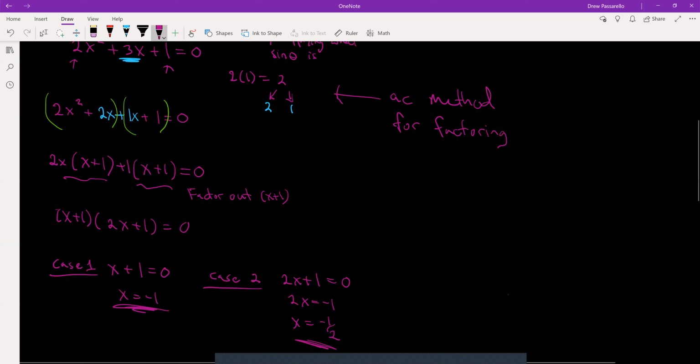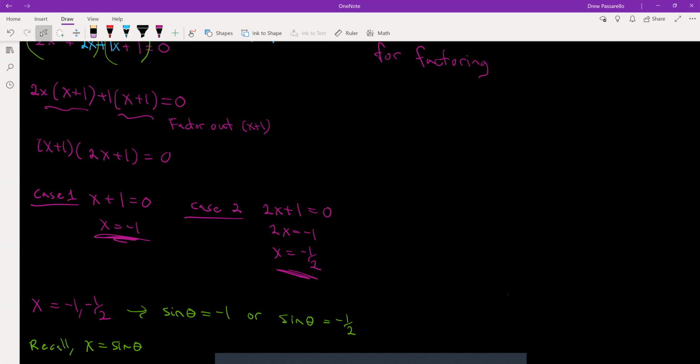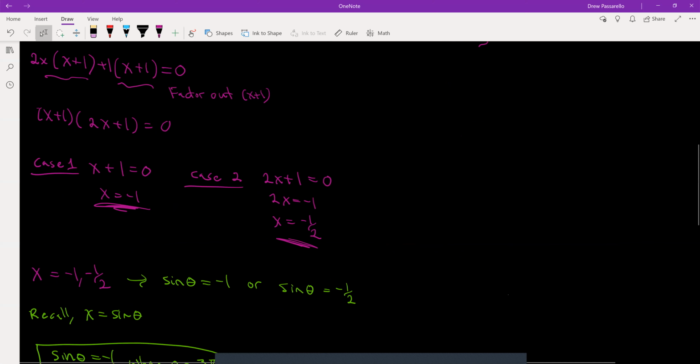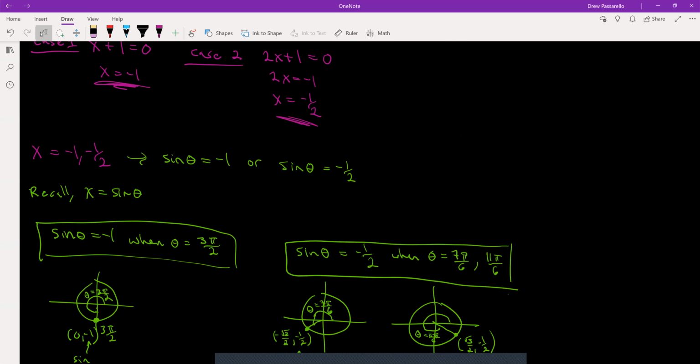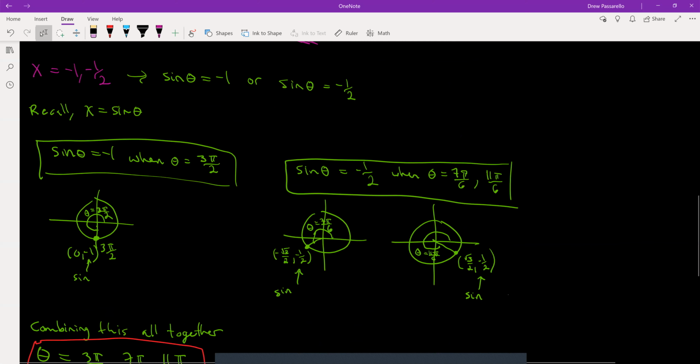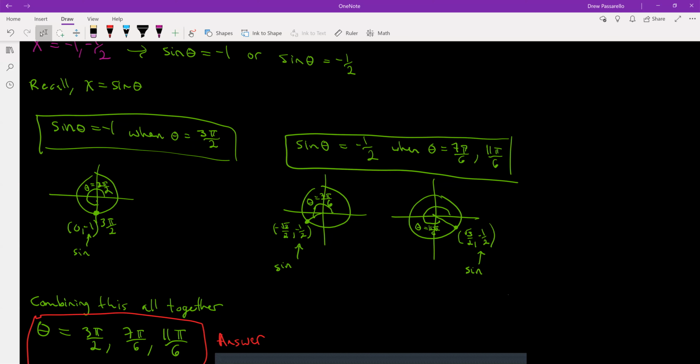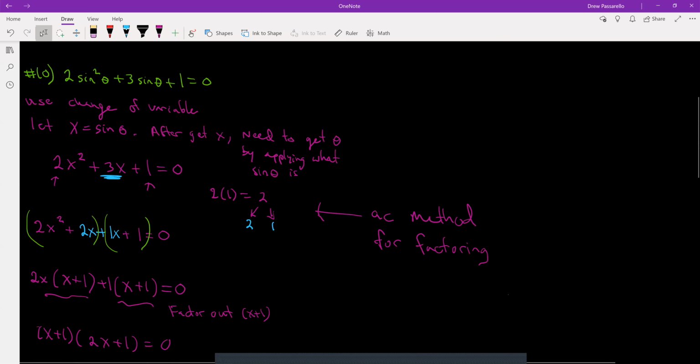Based on the AC method, I got these two factors, x plus 1 and 2x plus 1. And then that gave me x being -1 and -1/2. But I had to change my variable back to what it was, which in this case was theta. So sine of theta is what x is. So sine of theta equals -1, or sine of theta is -1/2. And that's where I broke up each case, found the corresponding angle theta for which each one of these two equations is true. Okay, so that's how I do that one.